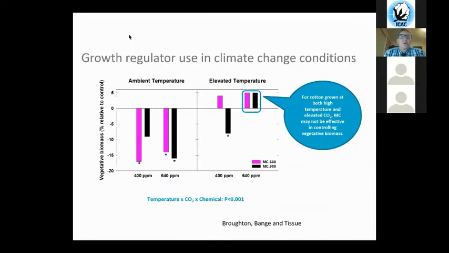We've continued this work, in terms of using standard plant growth regulators, investigating the use of mepiquat chloride or PIX on our system under ambient and elevated CO2. One of the key messages coming out of that is that our current recommendations around use of plant growth regulators may not be adequate as we move into the future climate. So that essentially is what this graph is saying, that the responses to mepiquat in high temperature and elevated CO2 are not the same as currently.